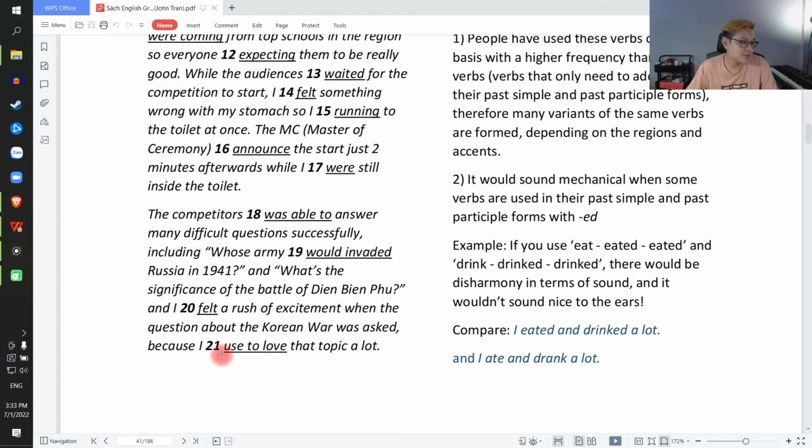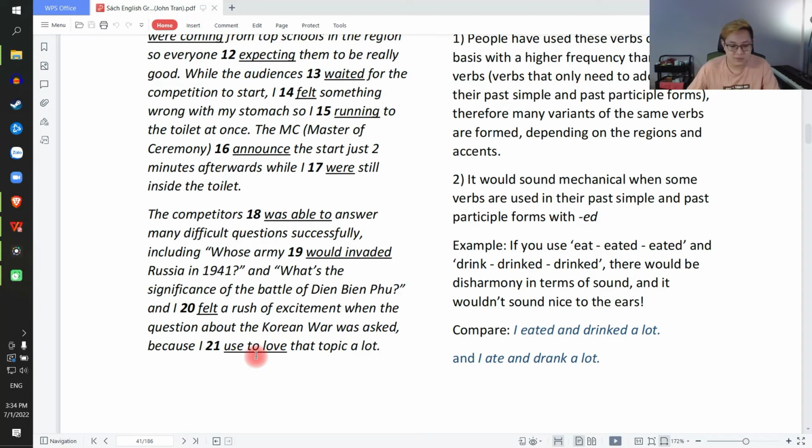Because 21 is I used to love that topic a lot. Or you can say loved that topic a lot. Because it can be a past habit that I used to love that topic a lot, or it can be a long-term situation that I loved that topic a lot, but now it's no longer true. Số 21 có thể là 2 đáp án, đó là used to love và loved đều được.